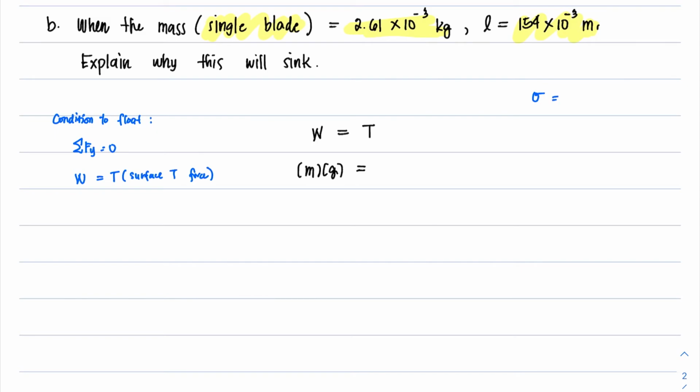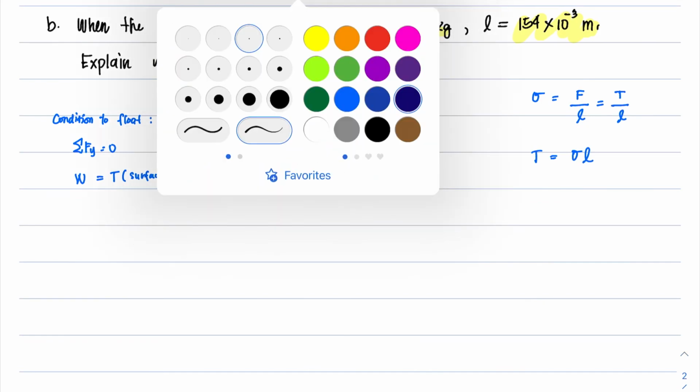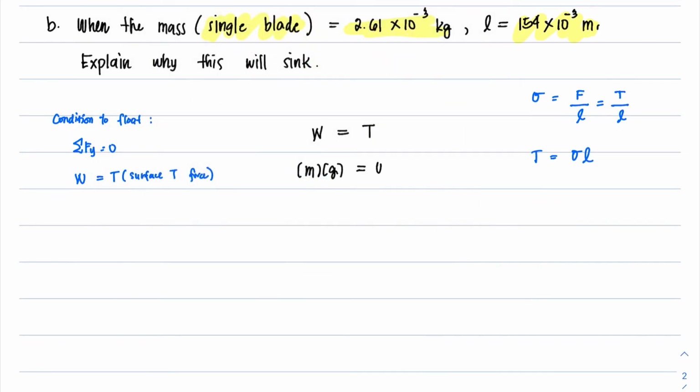The surface tension is defined as the intensity of your molecular attraction per given unit length, or in this case, that is just T over L. So this is telling you that your T is just surface tension times L. Okay, so let's continue. That is just the surface tension of water times L. Now the mass is 2.61 kilograms. I forgot the 10 to the negative 3.